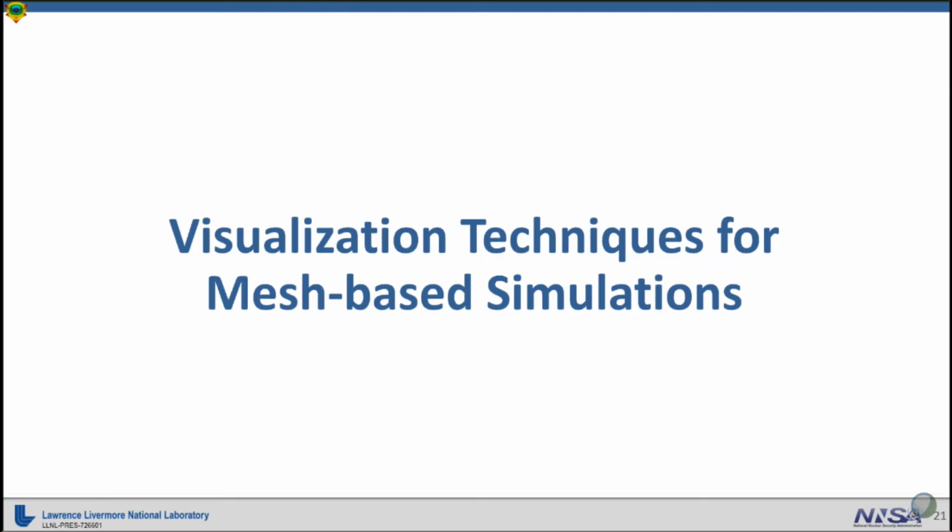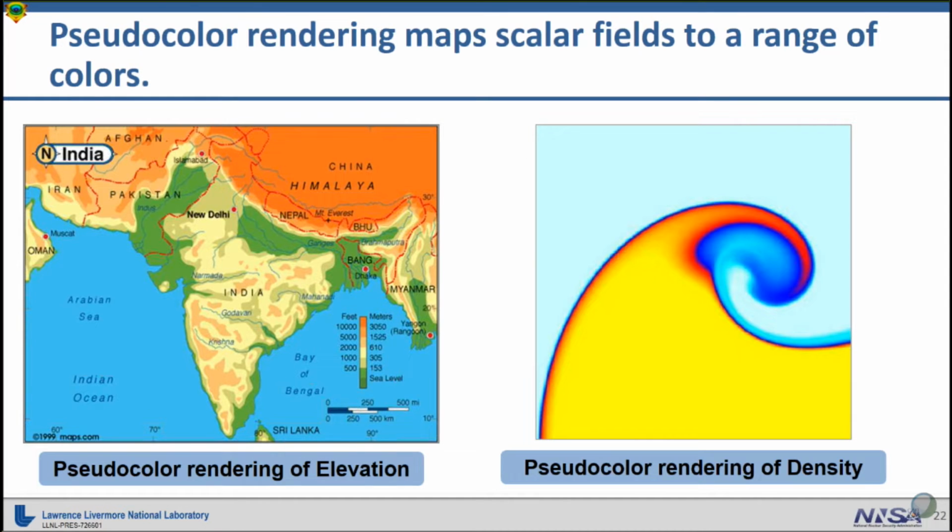Now I'll talk about mesh-based simulations. I'll start off talking about pseudocolor rendering. As I mentioned earlier, this is the bread and butter technique. You map scalar values to color. And on the left-hand side, we have an example that probably everybody has seen in elementary or grade school.